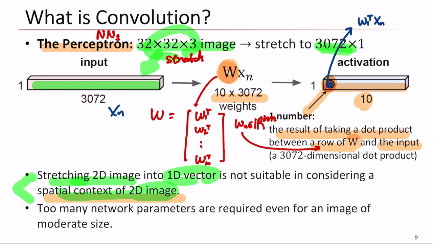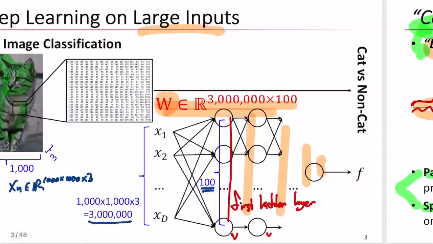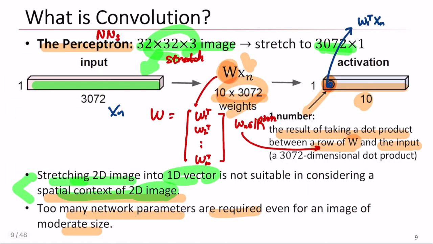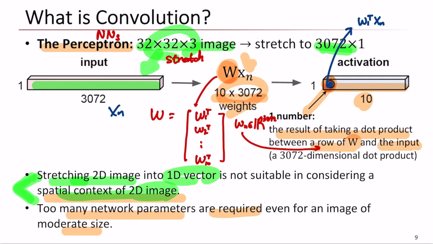The second problem: too many network parameters are required even for images of a moderate size, like this. This is just a single layer. But if we increase the hidden layers, if we increase the number of layers, our network parameters are going to be really huge, as you can see here. That's the problem. Then, how can we solve these two kinds of problems?